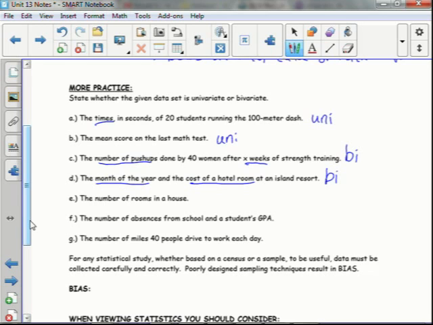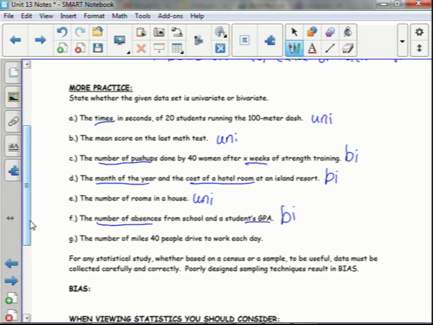A lot of times when you see the word and, that's an indicator that it's bivariate. But as you see in C, it's not always true. Sometimes you don't have the word and. Okay, E, the number of rooms in a house, that's a univariate. Okay, it's going to describe. F, the number of absences from school and a student's GPA. So number of absences, student's GPA, bivariate. So we might be trying to look, is there some relationship there?